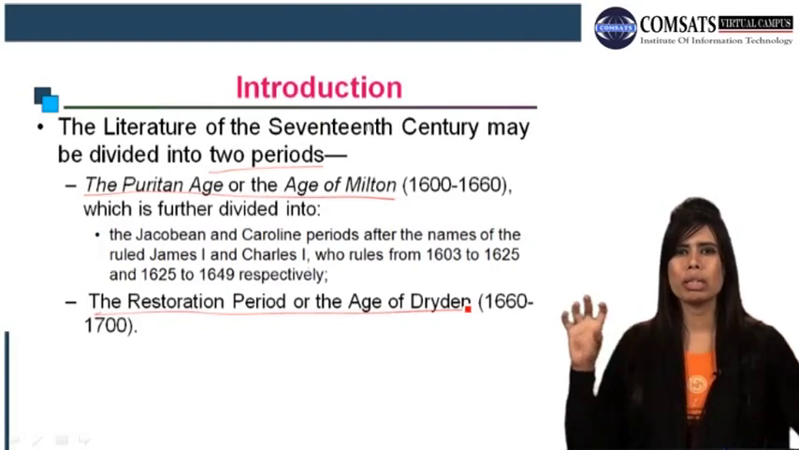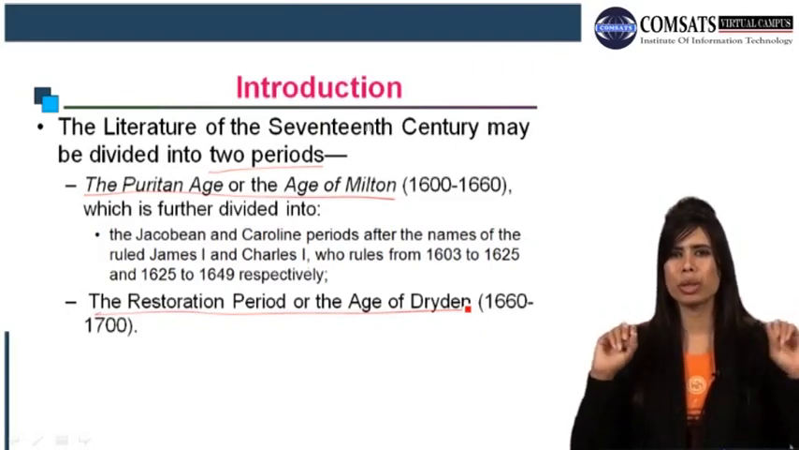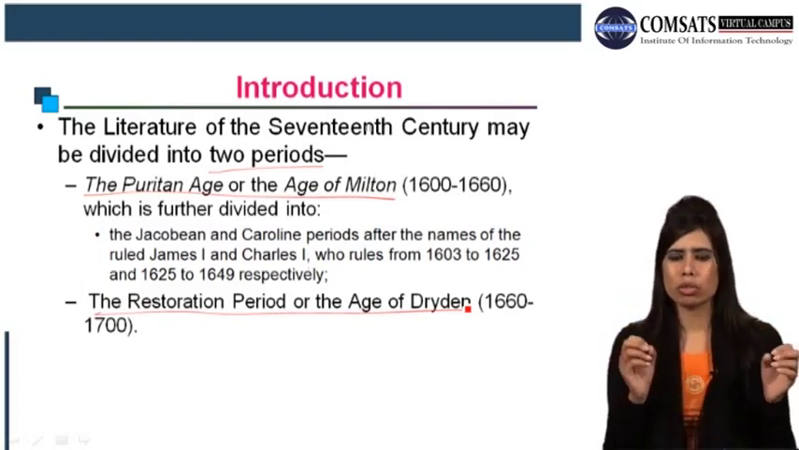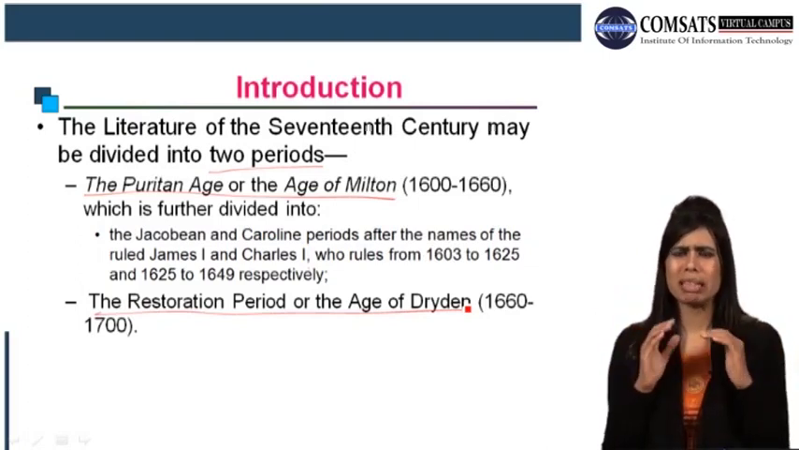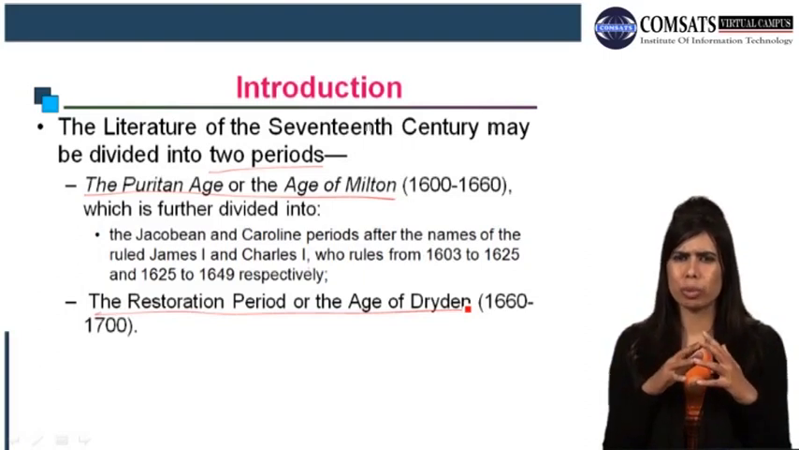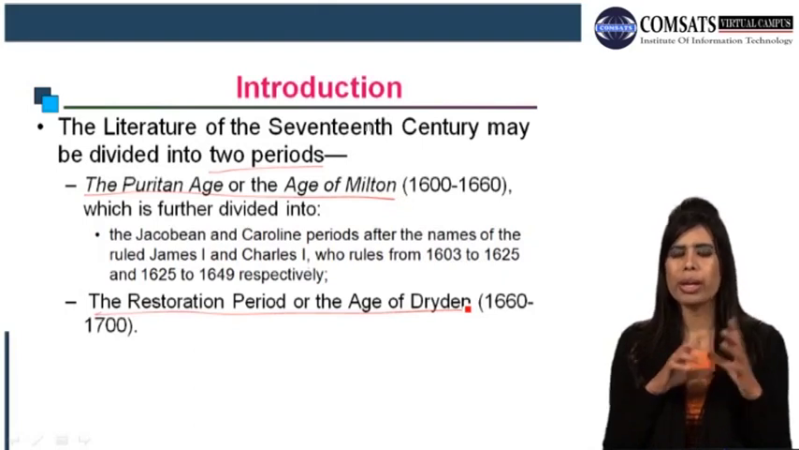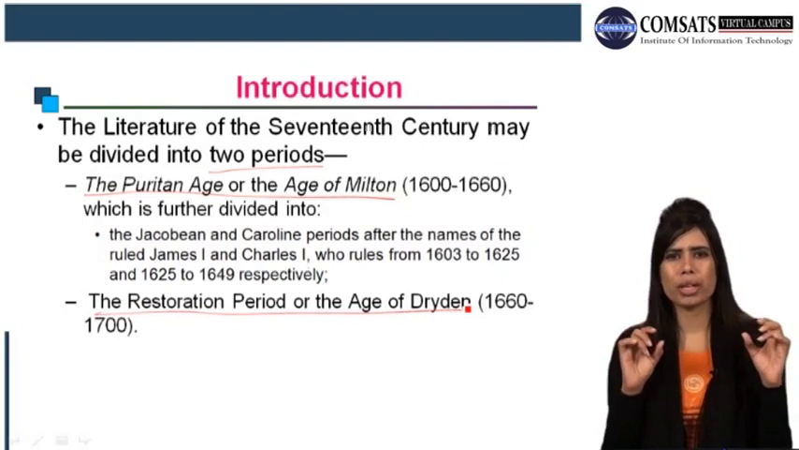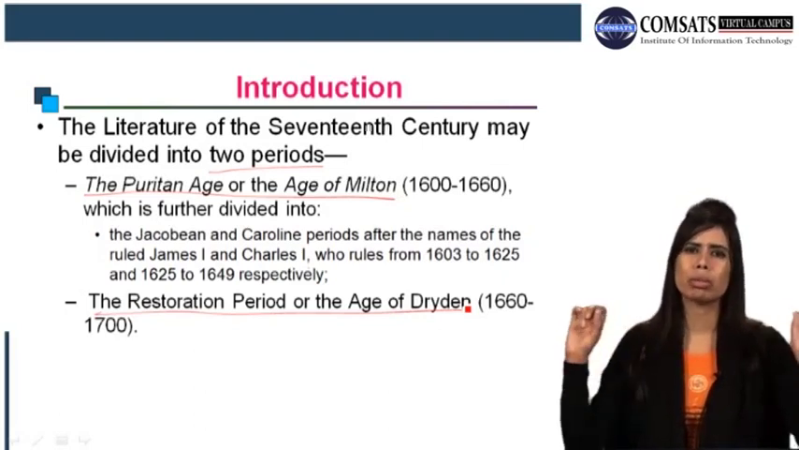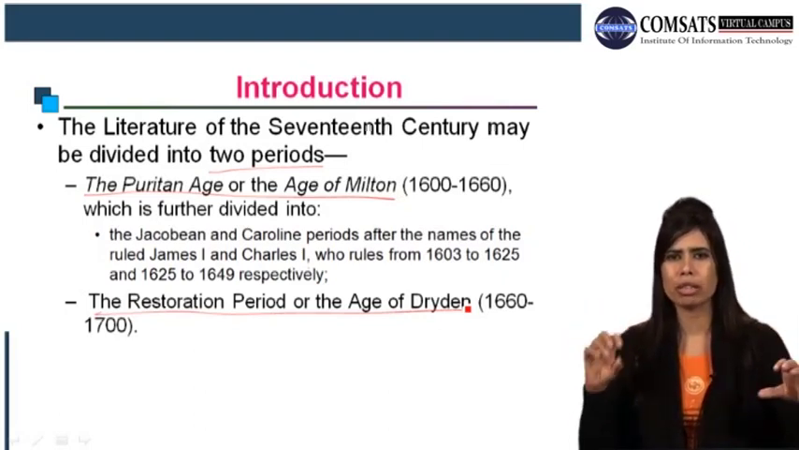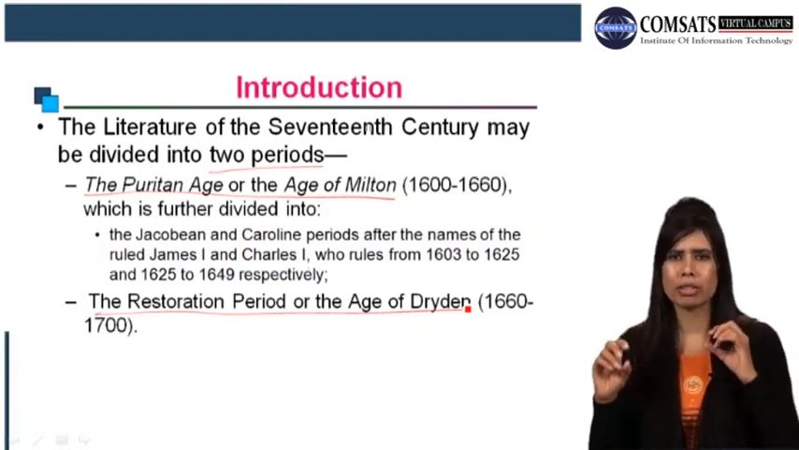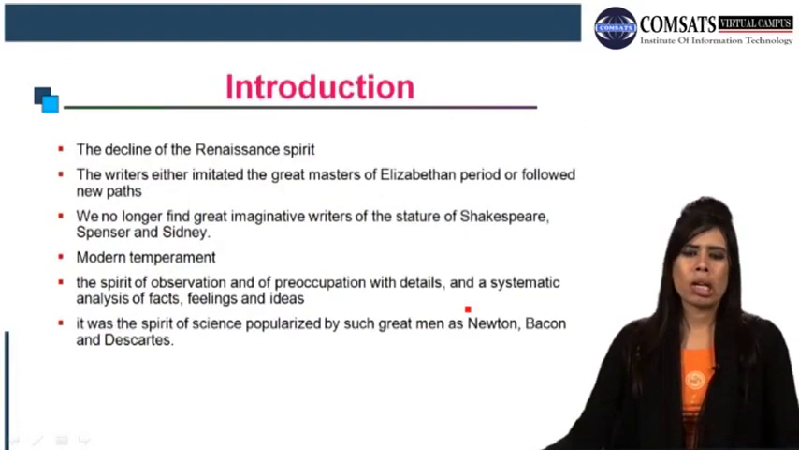Fine. So when we just give it a name, the 17th century literature, my dear students, basically 17th century literature is divided into two periods. One is the Puritan age and the other one is the Restoration period, the age of Dryden. Okay, today in this class we'll focus on the Puritan age or the age of Milton. So we'll talk about all the prominent literary figures in the Puritan age, with the particular focus on the writings of John Milton. Fine.